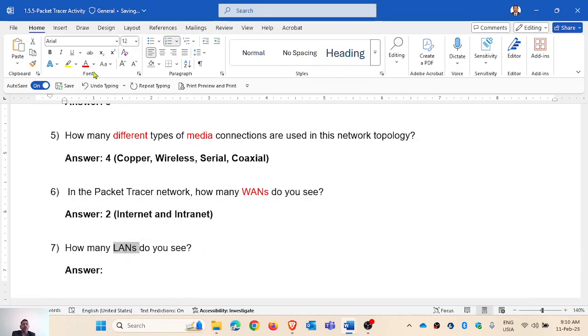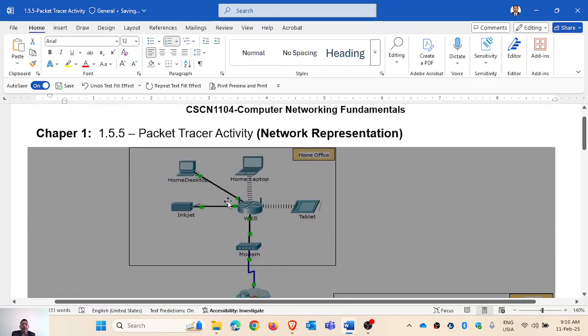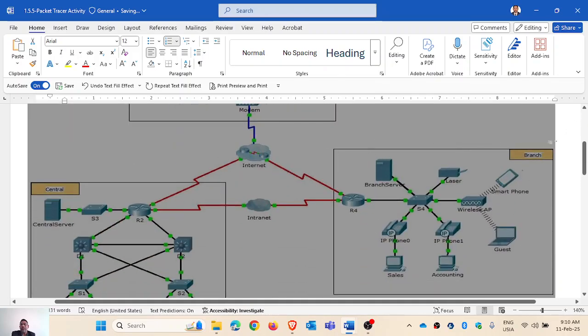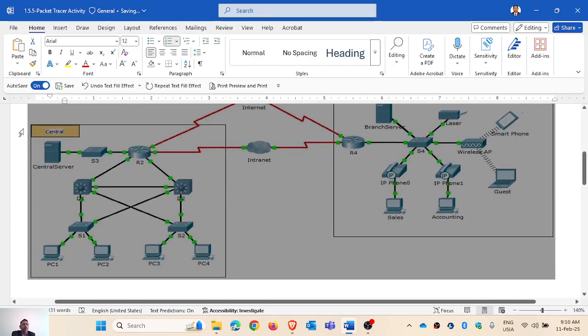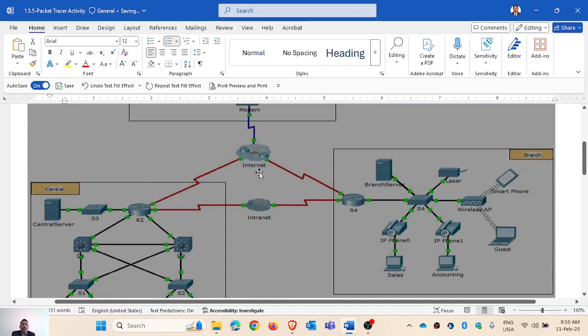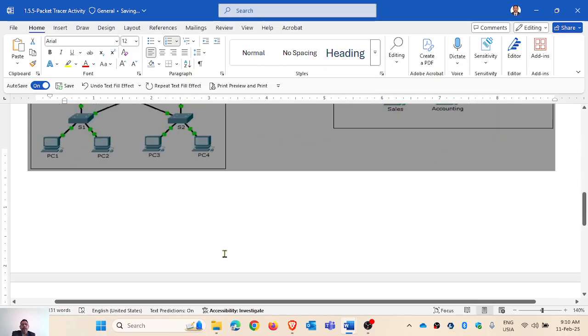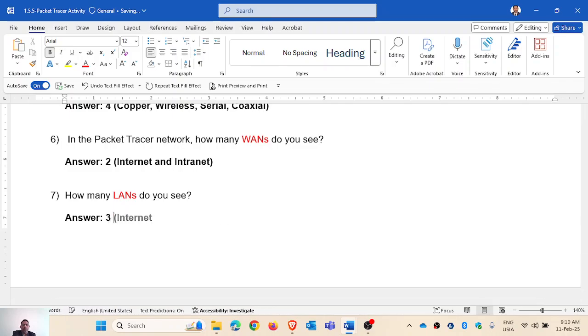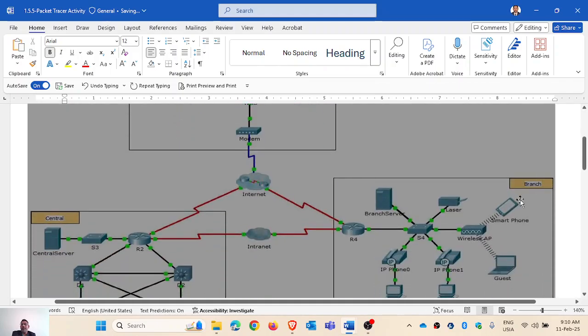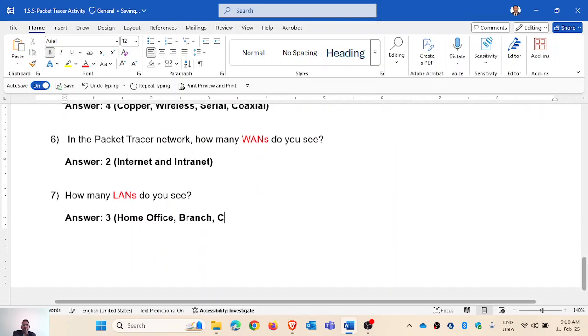How many LANs do you see? How many LANs? We have 3 LANs. This is one LAN. Home office, this is one LAN. Branch office, this is another LAN. And the central office, this is another LAN. All the LANs are connected through the WAN. This is the WAN network. So how many LANs? There are 3 LANs. One is the home office. Another one is the branch. The last one is the central office. Done. Okay.